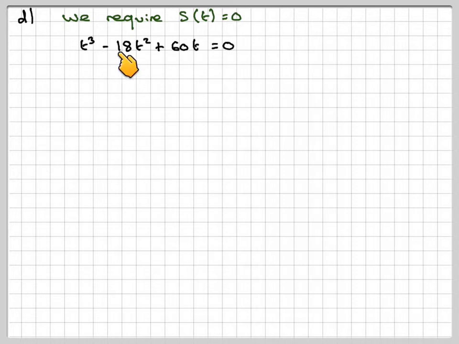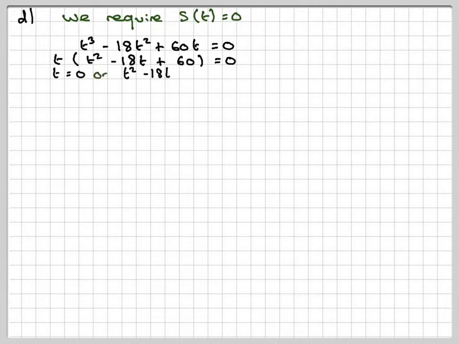Okay, to find when the displacement is equal to 0, we saw from the graph that happens in 3 places. We need to solve t cubed minus 18t squared plus 60t equal to 0. There's a common factor of t, so it leaves t squared minus 18t plus 60. That doesn't factorize, so we either use the quadratic formula or some quadratic solver. So either t is 0 or t squared minus 18t plus 60 is equal to 0.